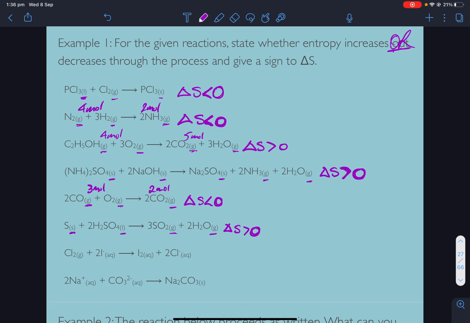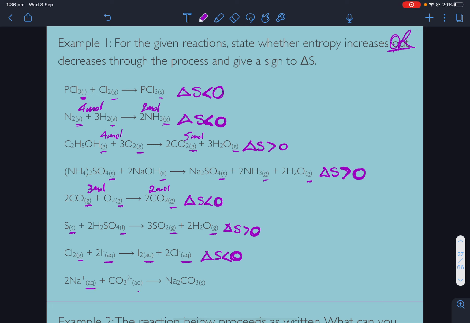It's becoming more disordered. Gas, aqueous, aqueous, aqueous. Well, out of all of them, a gas is more disordered than an aqueous. So the left-hand side wins out here. So it starts more disordered than what it becomes. So entropy is decreased. Oh, help if I put the S in there, wouldn't it? Delta S is less than 0. Entropy is not increasing through that reaction, it's decreasing.